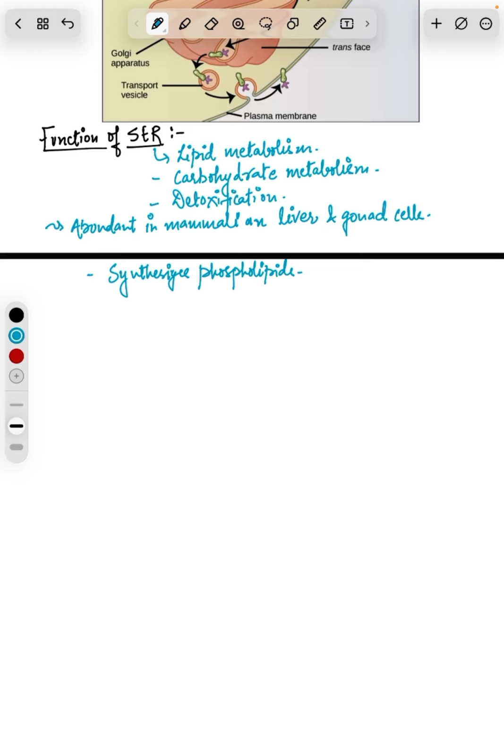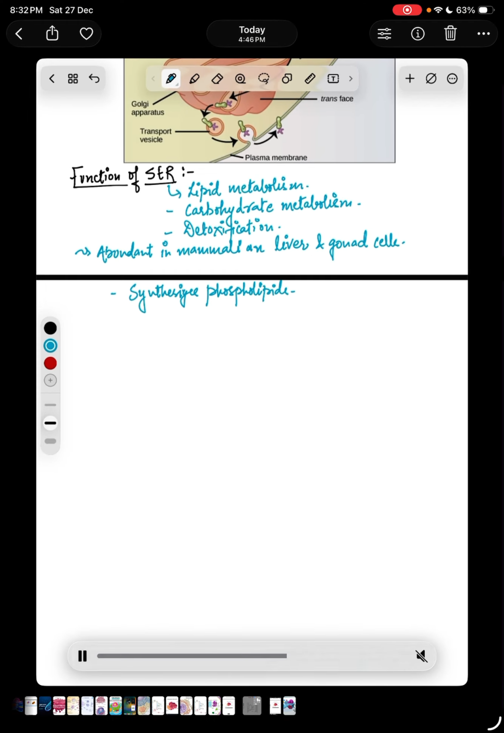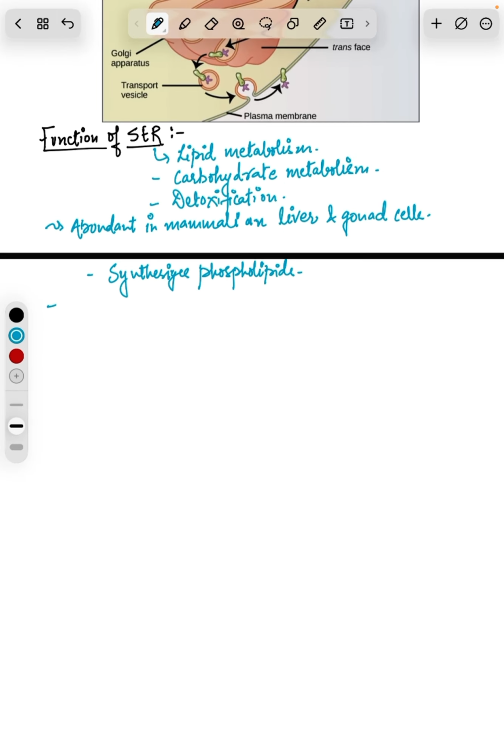You need to remember that testes, ovaries, and skin oil glands are the major cells where abundant SER is present. Cells such as testes, ovaries, and skin oil glands.